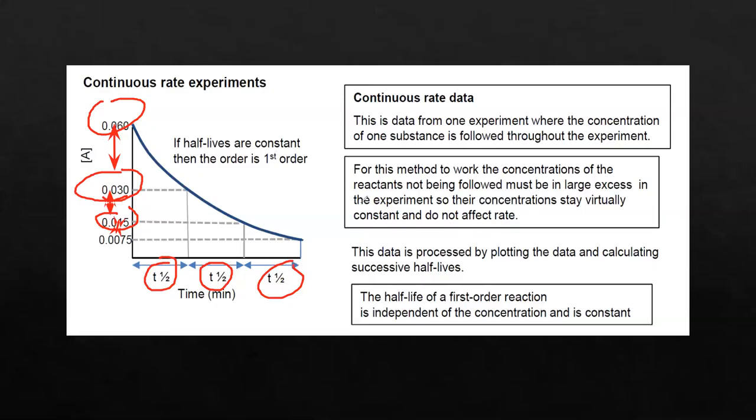So for a first order reaction, if you want to identify from a concentration and time graph that the reaction is first order, you can measure the half-life. If half-lives are constant, it means the reaction is first order with respect to that reactant.